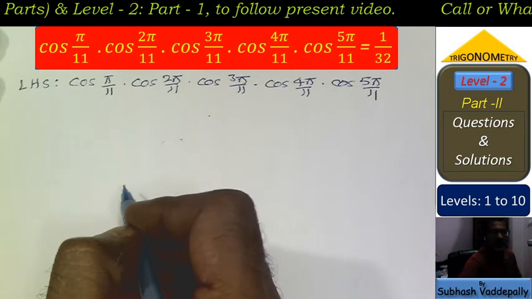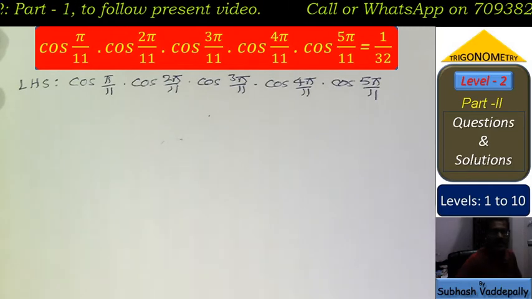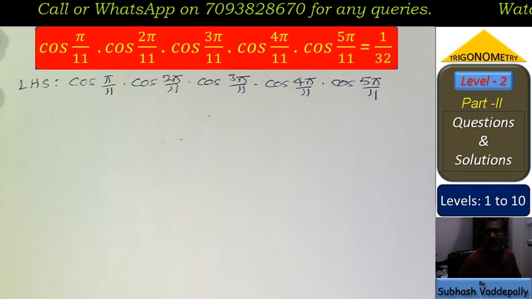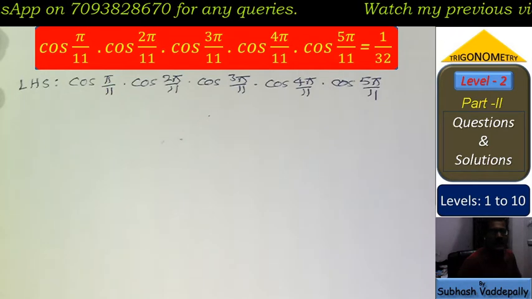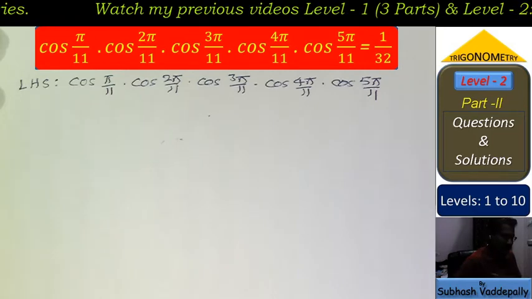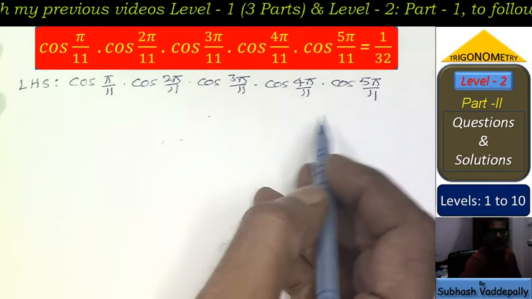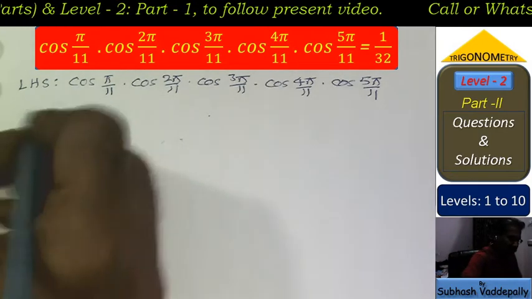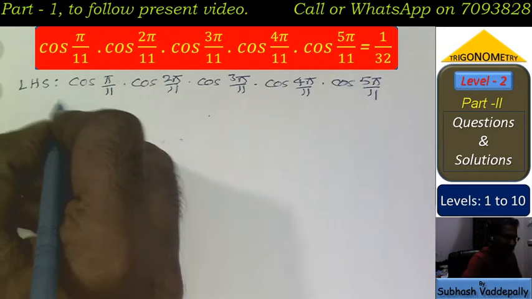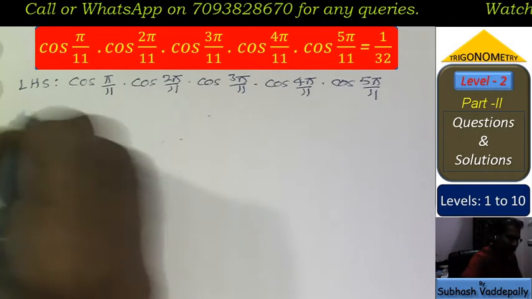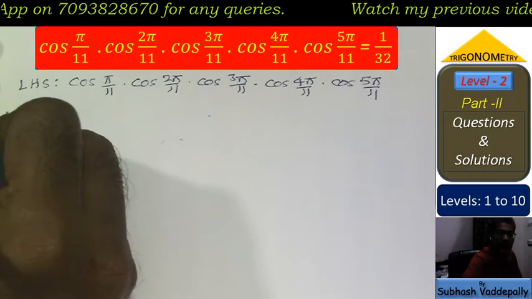A question for you. It is asked to show that LHS is equal to 1 by 32. I am writing the LHS. To get this exactly equal to 1 by 32, what we are doing is just multiply and divide by 2 sine pi by 11. Let us see what happens by doing that.